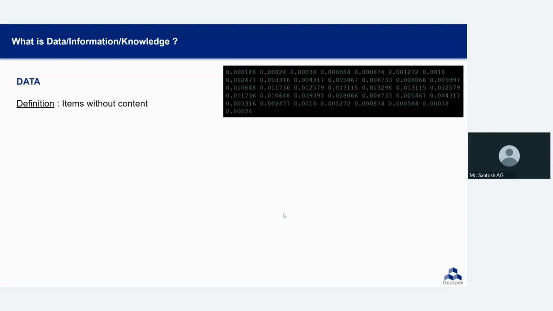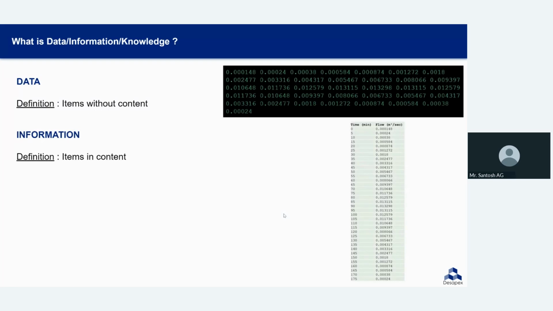Data means items that are presented without context. These items can be numbers, texts, images, sounds, or anything that the computer is able to store. At the right, here is an example of data. You can tell that it's a load of numbers, but you don't know what they mean because there's no context.